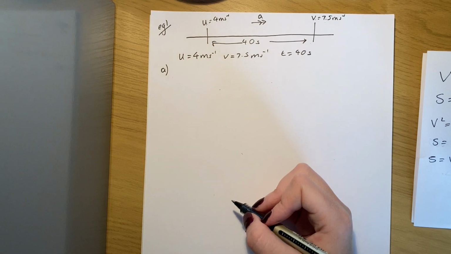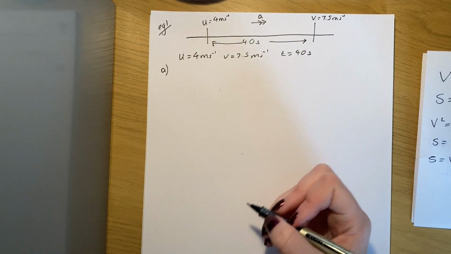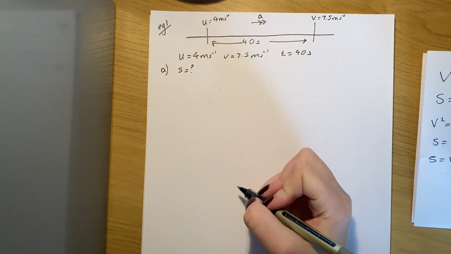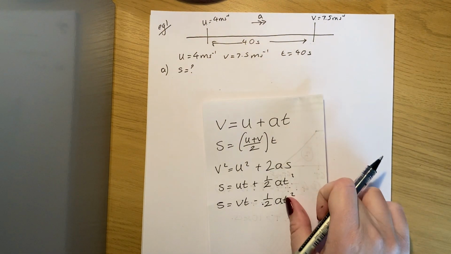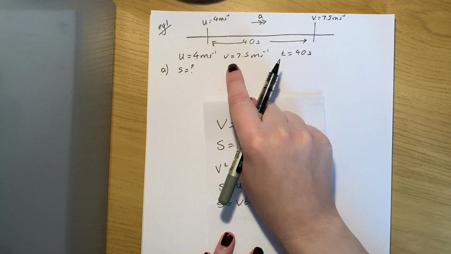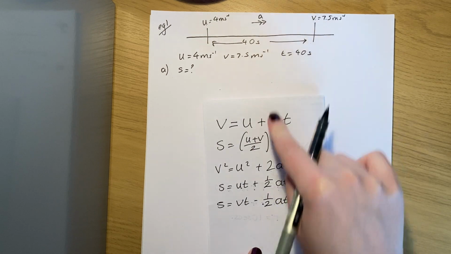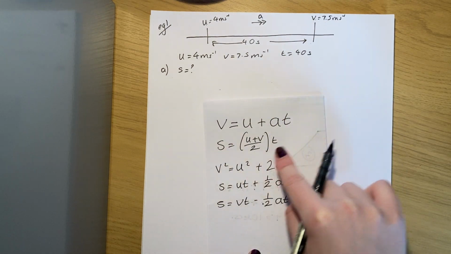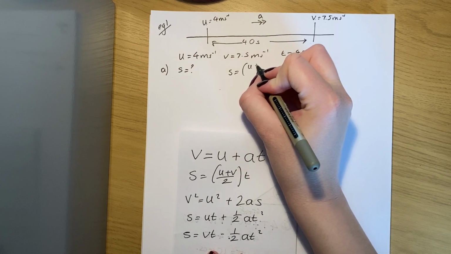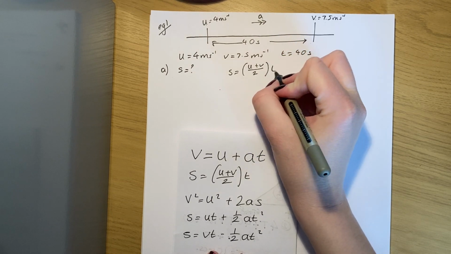So part A says find the distance she travels in these 40 seconds. So that means we're finding S. So we want to find S, and we're given U, V and T. So the formula I want is S equals (U plus V) over 2, times T.